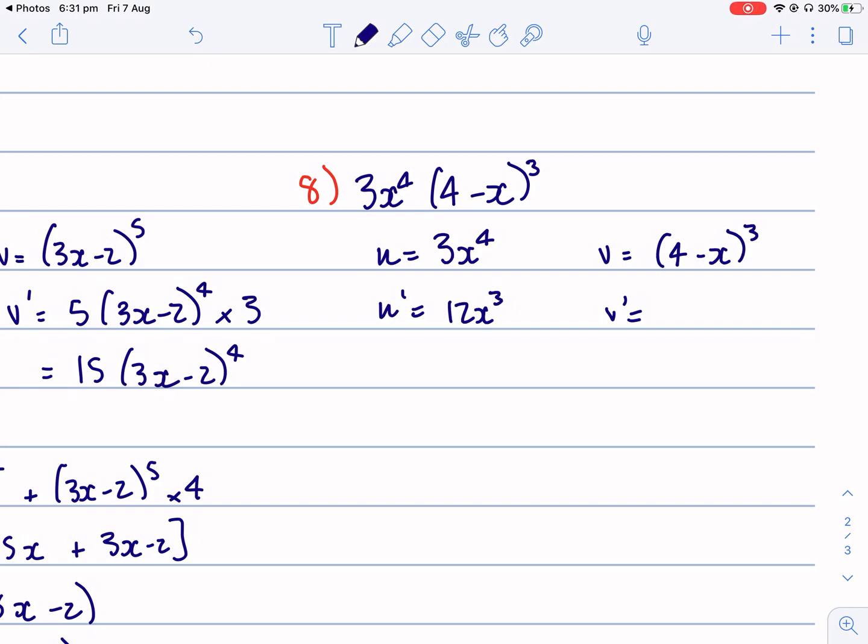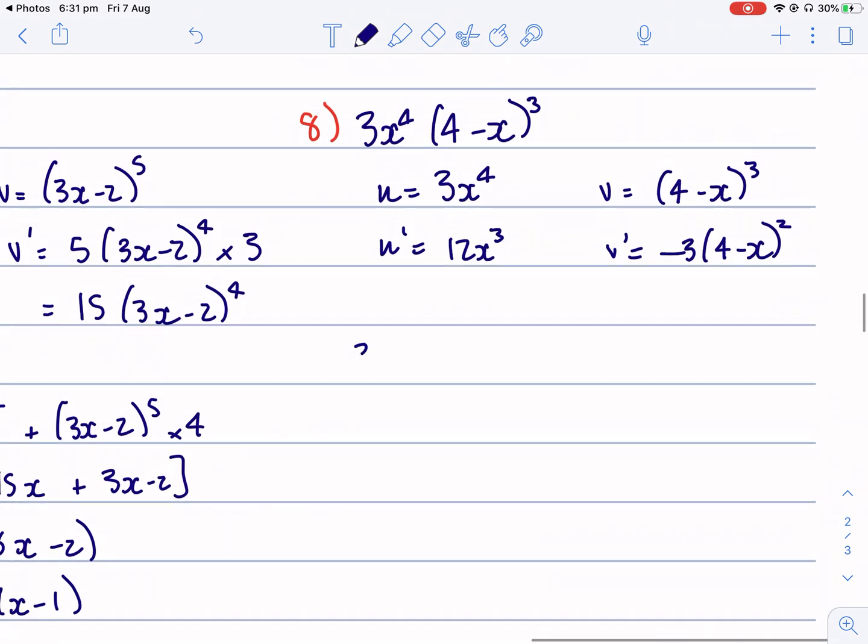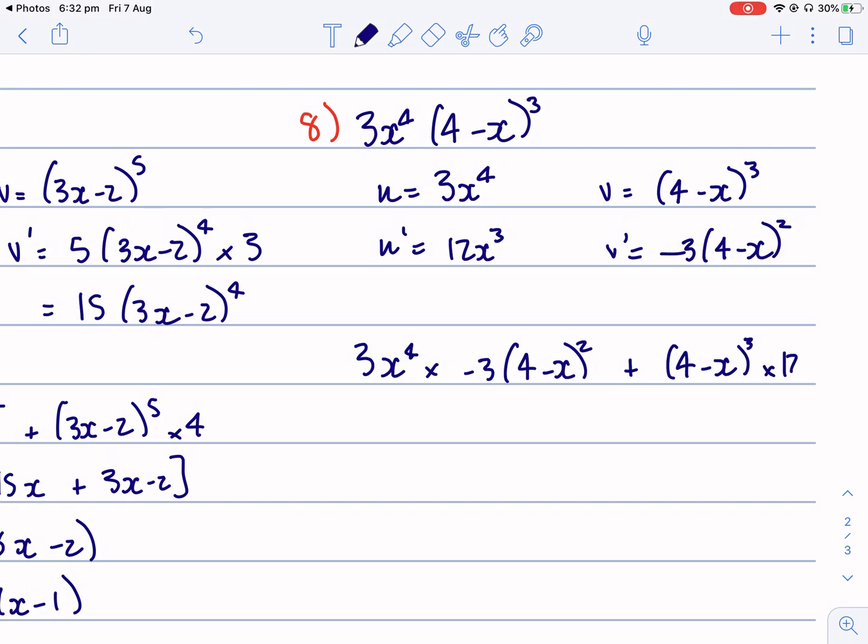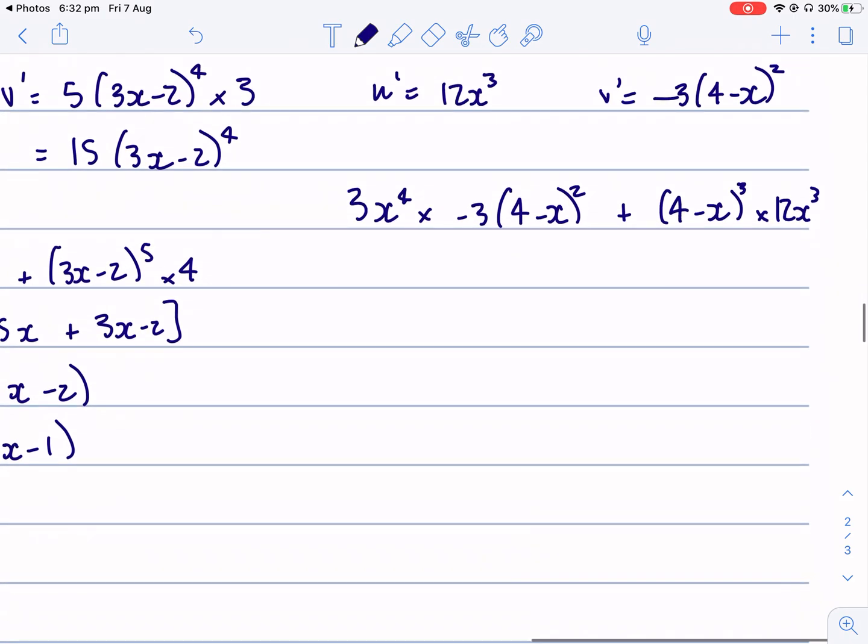We're going to end up with 3 (4 take x) squared times the derivative of the inside, which is negative 1. So we're going to have 3x to the 4 times negative 3 (4 take x) squared plus (4 take x) cubed times 12x cubed. So what goes into both of those? 3x cubed times (4 take x) squared.